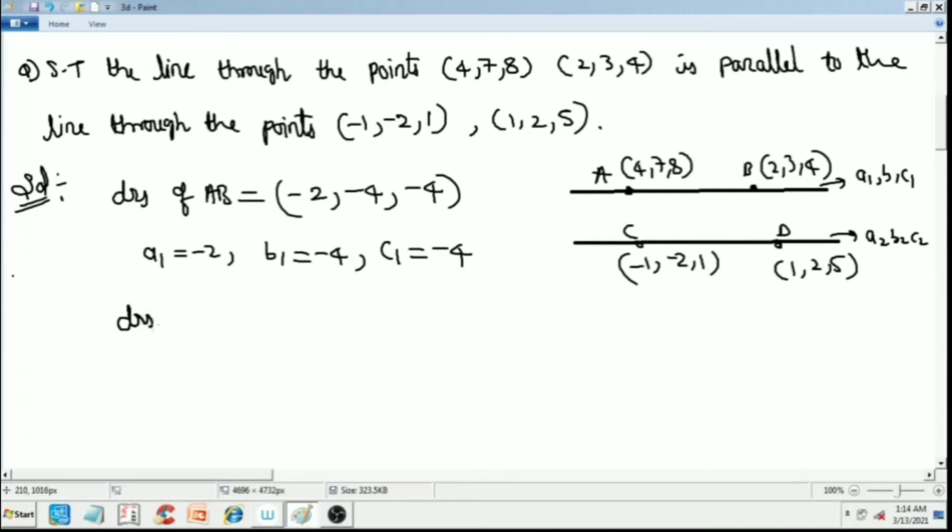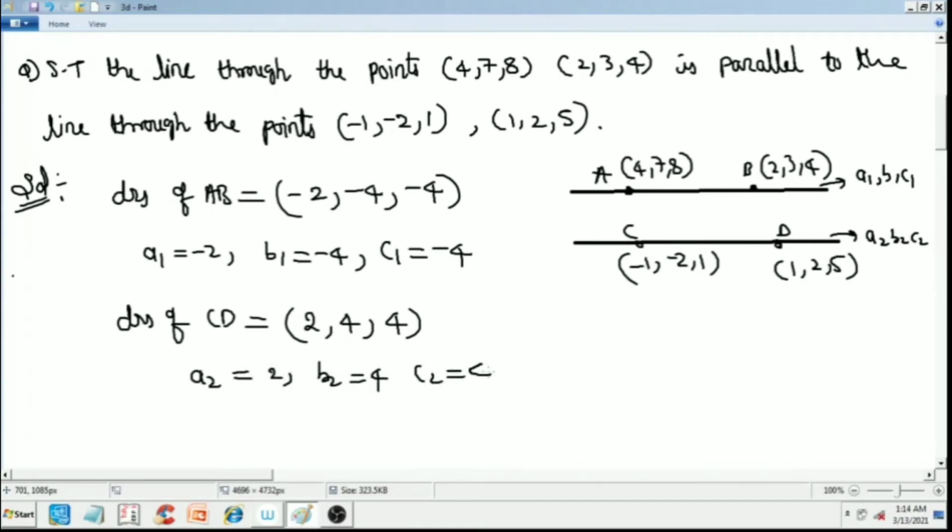Next, the DRs of CD are x2 minus x1, which is 1 minus of minus 1, so 1 plus 1 is 2, y2 minus y1, which is 2 minus of minus 2, so 2 plus 2 is 4, and z2 minus z1, which is 5 minus 1, so 4. So 2, 4, 4 are the DRs. Let us call them A2, B2, C2. So A2 is 2, B2 is 4, C2 is 4.